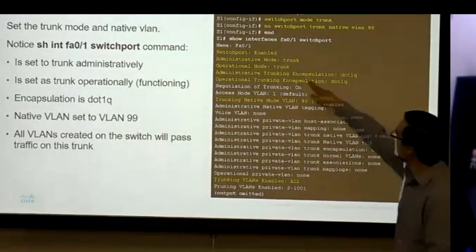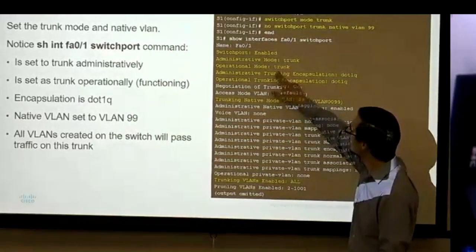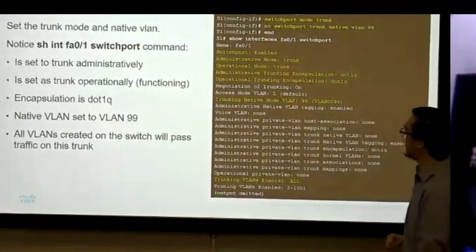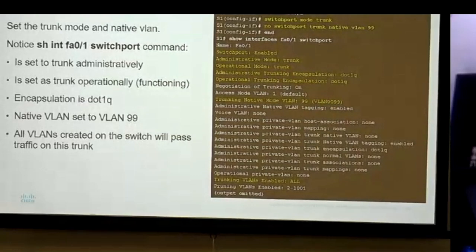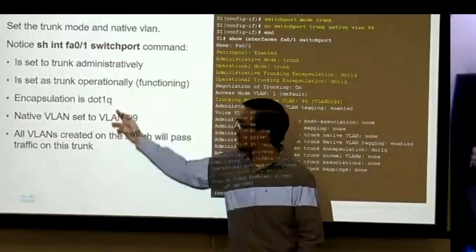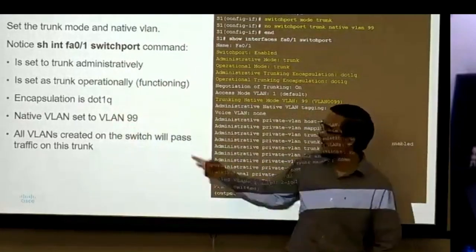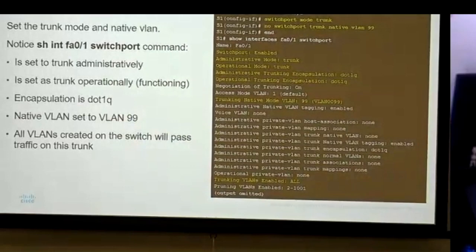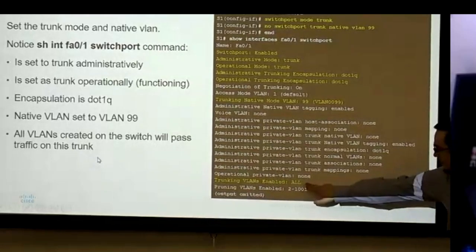Operation, where does it say operation? Yep. Trunk. So you're either going to see trunk or access there. Encapsulation .1Q, right, because there are different ways to encapsulate things. .1Q, which is the command you'll use, is referring to 802.1Q. All VLANs created on this switch will pass traffic on this trunk. Right there.